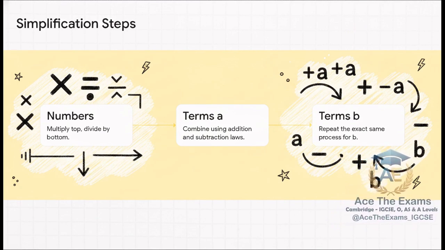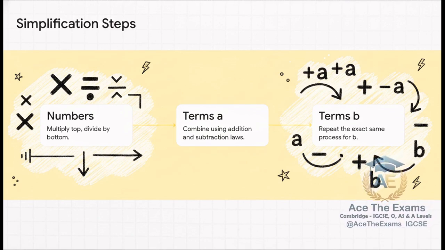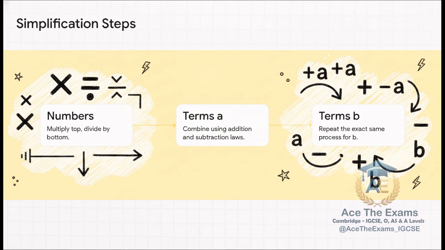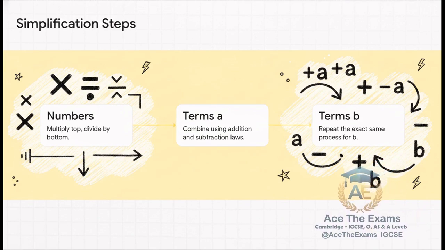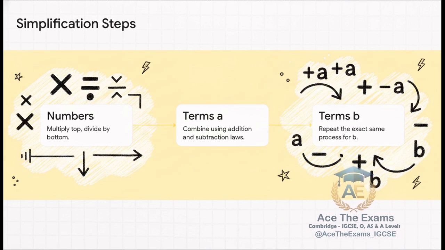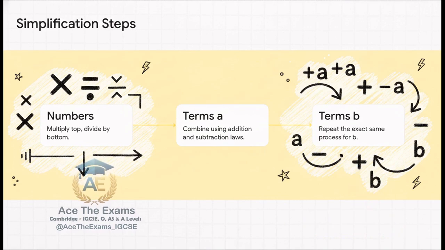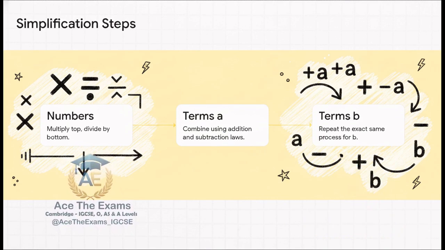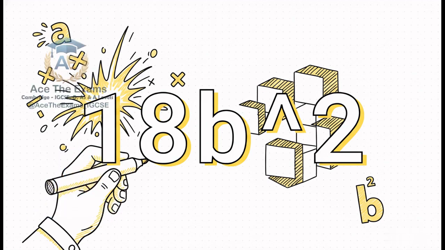First, handle the whole numbers exactly like you normally would. Multiply the whole numbers on the numerator together, then divide by the whole number on the denominator. Completely ignore the letters for a second. Next, focus your eyes only on the a terms. Use your addition law to combine the top, then use your subtraction law to divide by the bottom. Finally, you just repeat that exact same process for the b terms. It's a foolproof framework. And after neatly working through those steps, we arrive at this incredibly satisfying and remarkably clean final answer, 18b squared. Let me walk you through exactly how we extracted that.